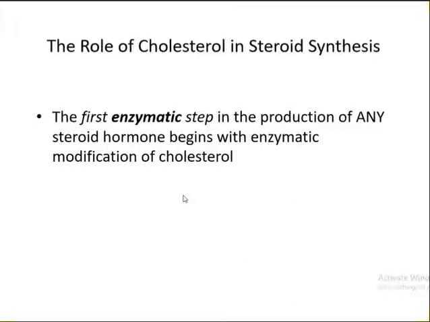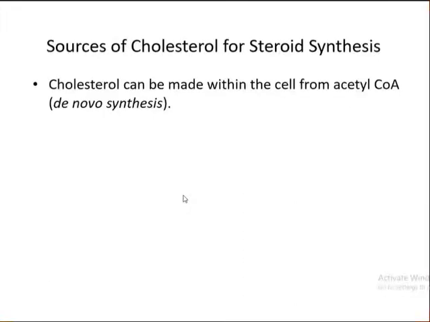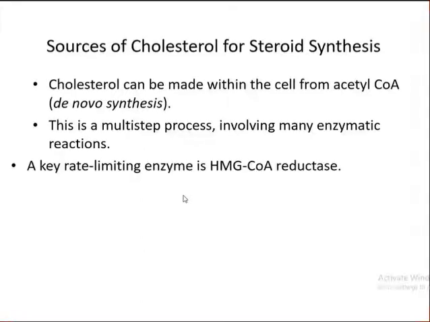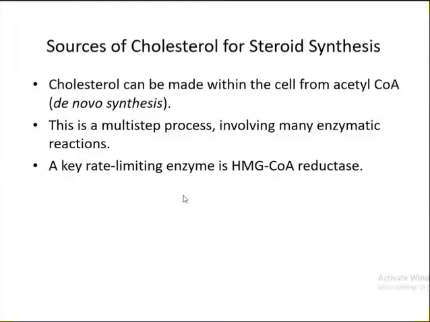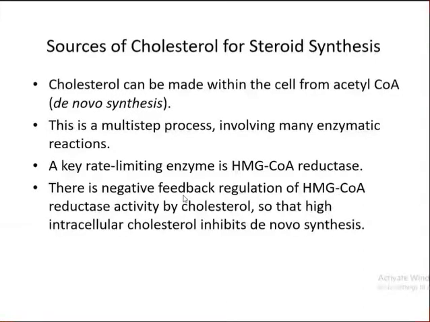Sources of cholesterol for steroid synthesis: cholesterol can be made within the cell from acetyl coenzyme A, by de novo synthesis. This is a multi-step process involving many enzymatic reactions. The key rate-limiting enzyme is HMG reductase. All of you know this, it is just revision. There is negative feedback regulation of HMG reductase activity by cholesterol, so that high intracellular cholesterol inhibits de novo synthesis.